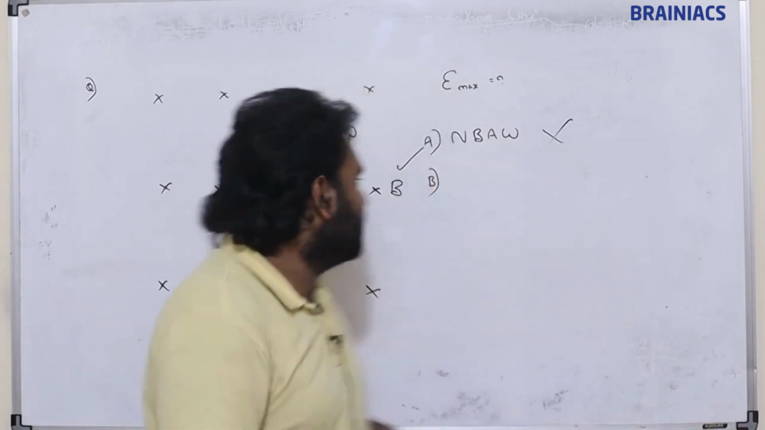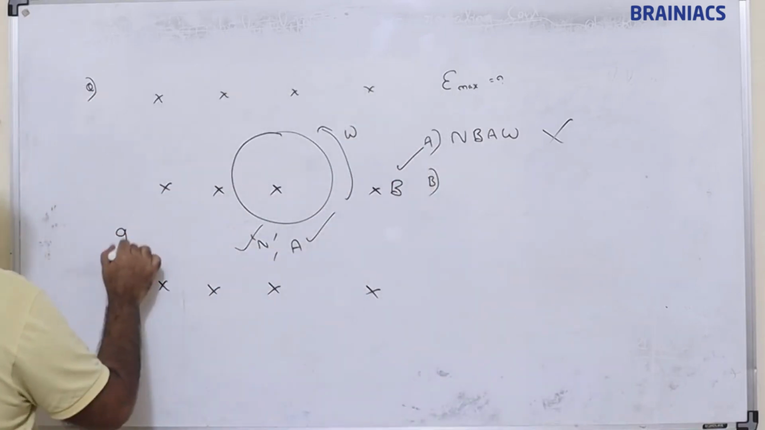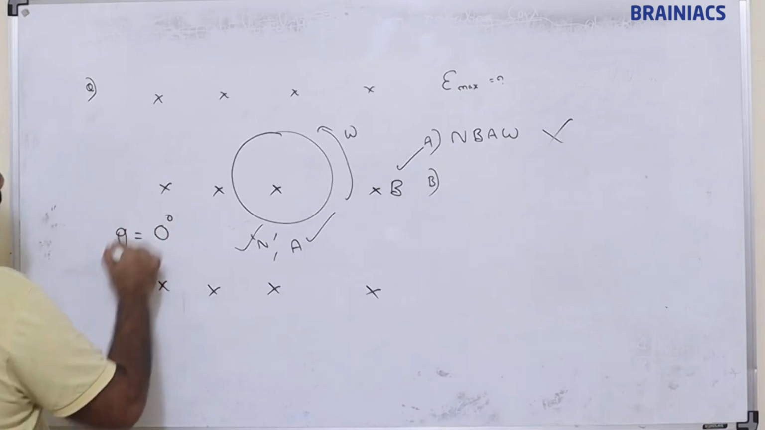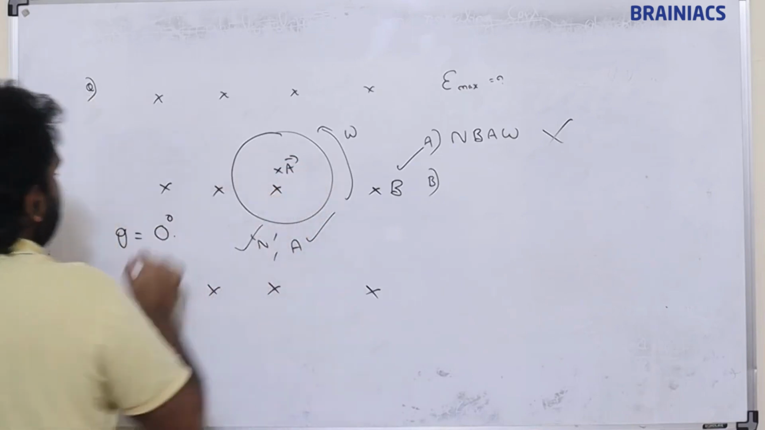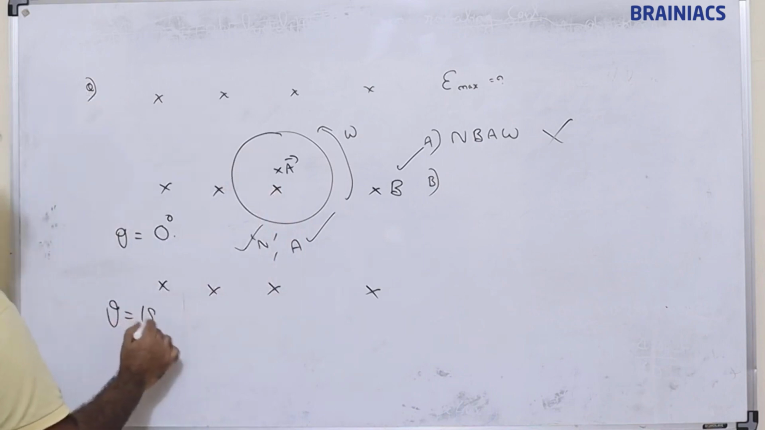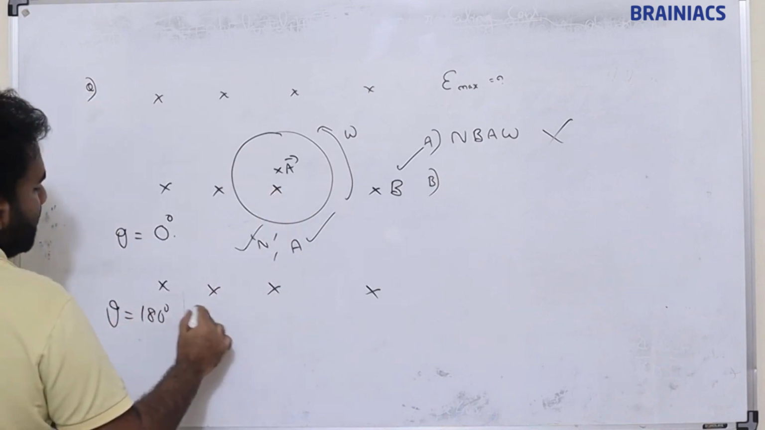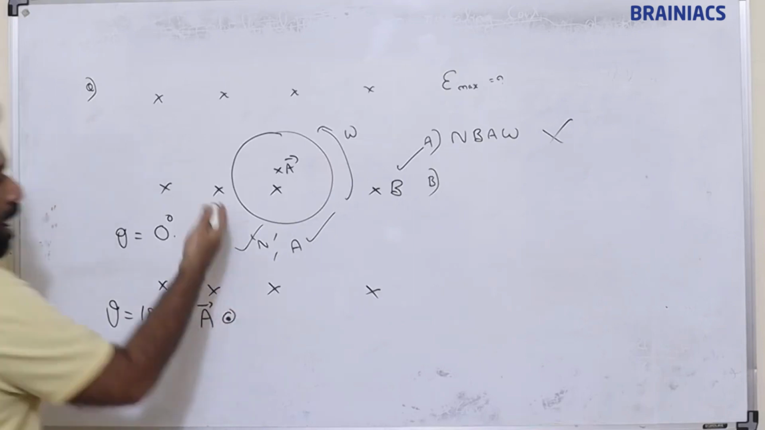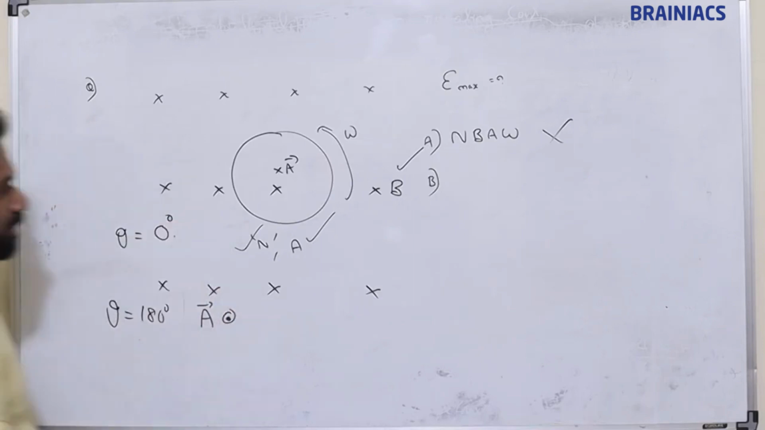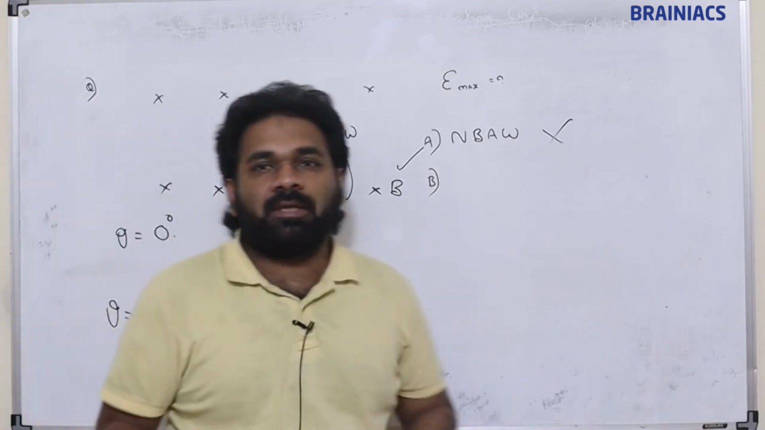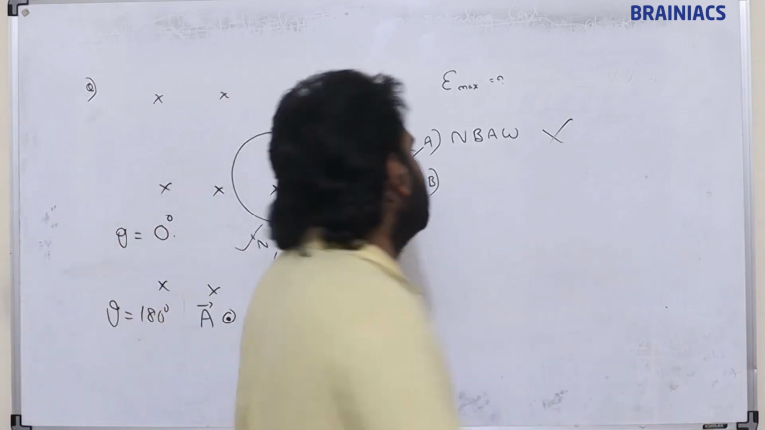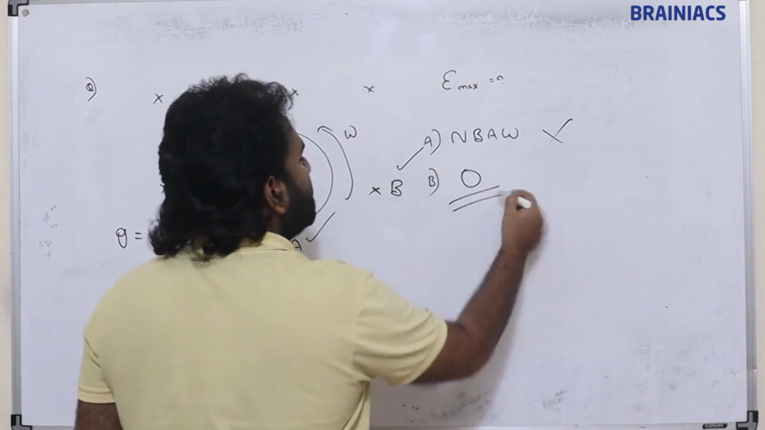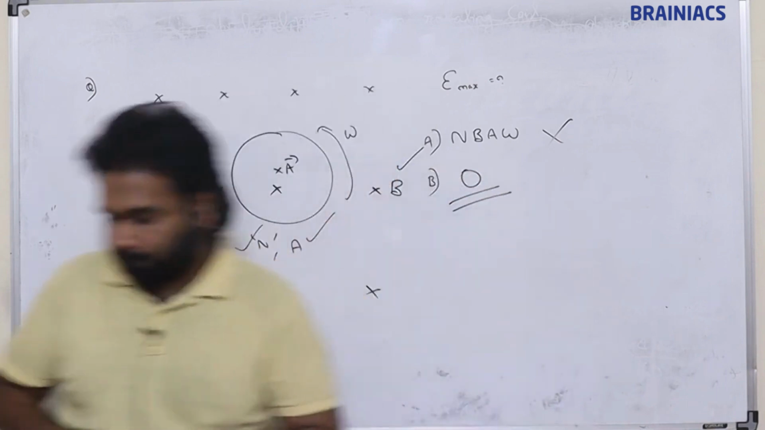The angle theta is always either 0 degree if we take the area vector inside, or otherwise theta is equal to 180 degree if we consider the area vector out of the board. This is not changing. So nothing is changing in this flux. So EMF will not be induced. So the answer is going to be 0. Clear?